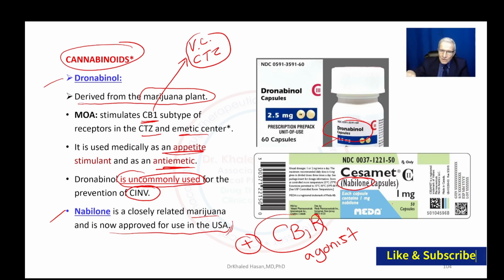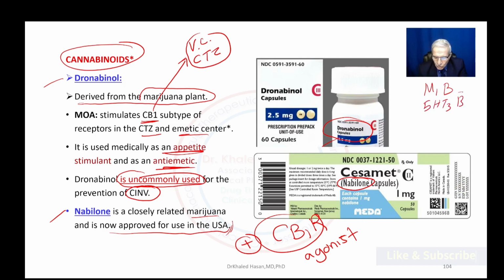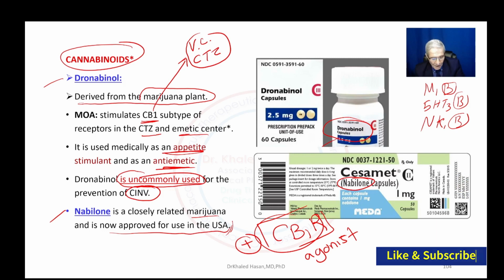Most of the medications we already discussed are blocking the receptor. For example, H1 blockers, muscarinic blockers, 5-HT3 blockers, and neurokinin 1 blockers. So you can see here most of the medications are blockers. The only exception here, please remember, is CB1. CB1 stands for cannabinoid receptor 1, and our medications dronabinol and nabilone are considered agonists, meaning able to stimulate this receptor.